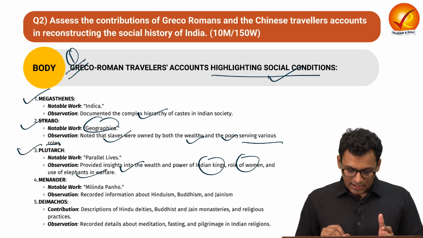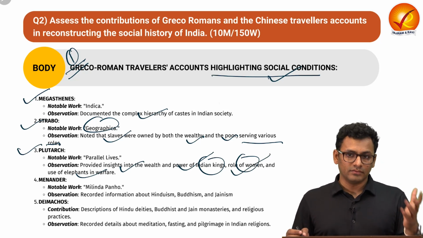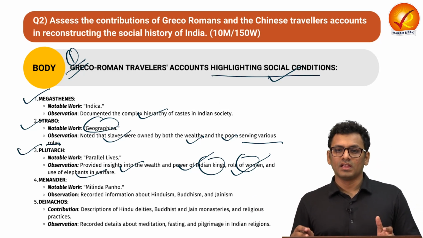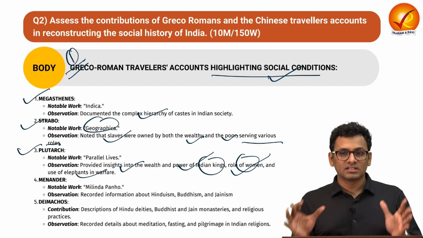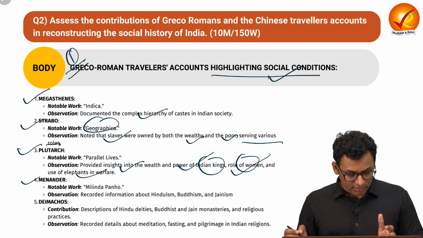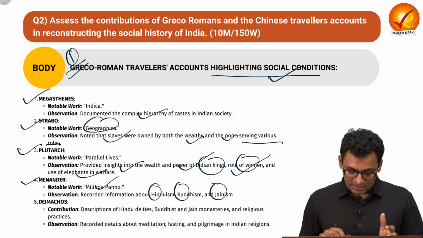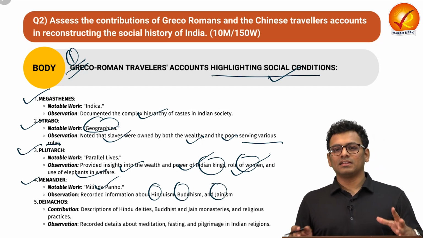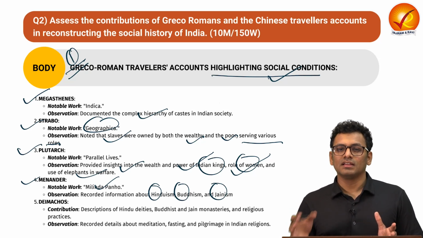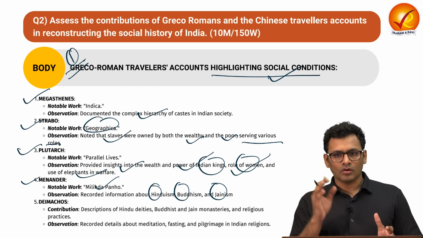with respect to the power, as in the princely people, the role of gender, women, as well as with respect to the wildlife and animals, as in the use of elephants in warfare. So he gave a pretty much holistic picture by considering different social indicators. The next is Menander. In his work Milinda Panha, he recorded information about Hinduism, Buddhism, and Jainism. Over here we can understand how the traveler was able to see different religious practices in Indian society, and thus gave us insight about the diversity of religion of Indian society.